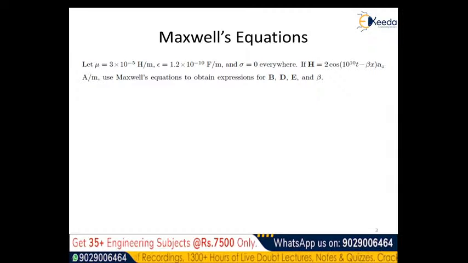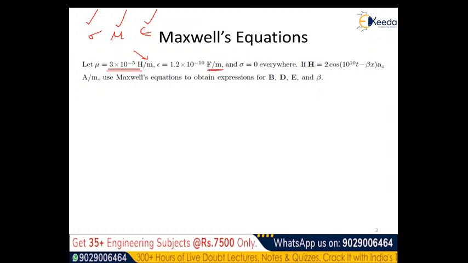Now you see in the given problem statement, the value of mu is provided. What is mu? Mu is the permeability of the medium. Any material medium can be described with the help of three quantities: one is sigma, second is mu, and the third one is epsilon. Sigma is the conductivity of the material medium. Mu is the permeability of the material medium measured in Henry per meter, whereas epsilon is the permittivity of the medium measured in farads per meter.